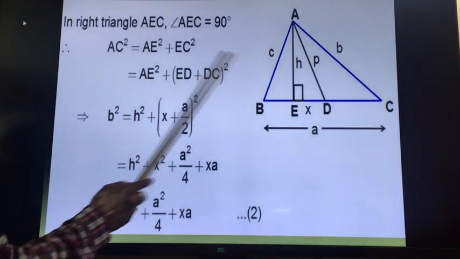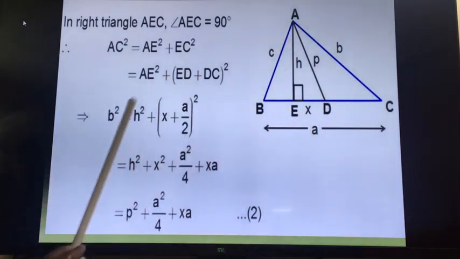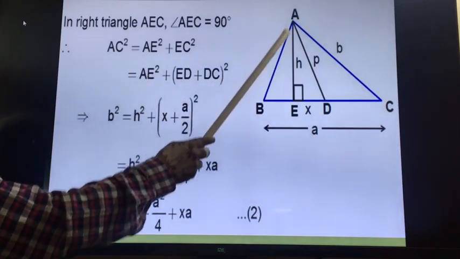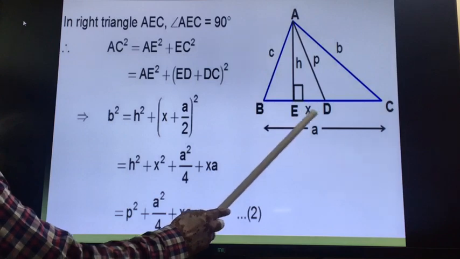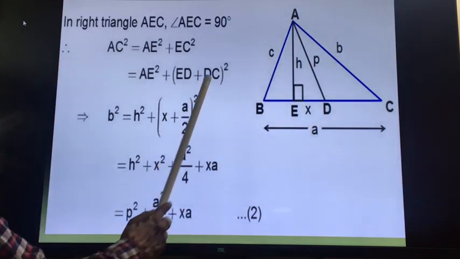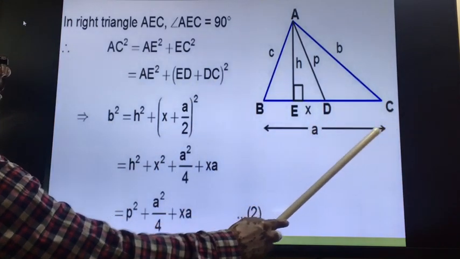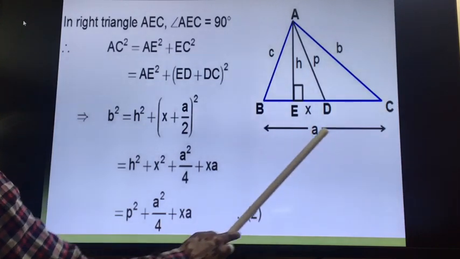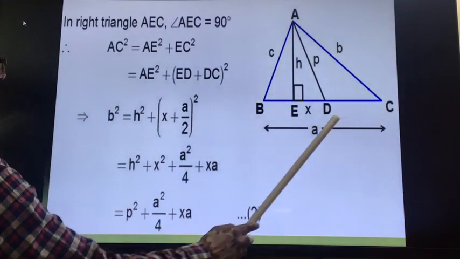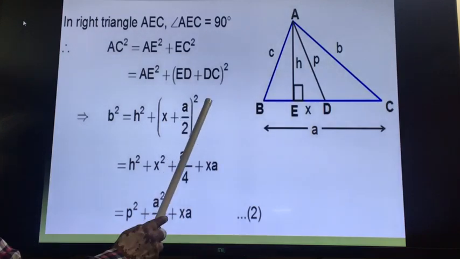So here AC square means B square is equal to AE square, means H square, plus in the bracket ED is X plus DC. DC is half of BC, so half of BC is equal to A by 2. So DC is equal to A by 2, whole square.